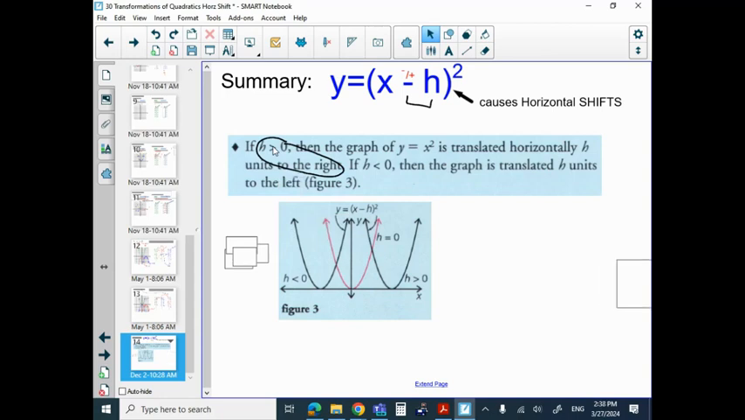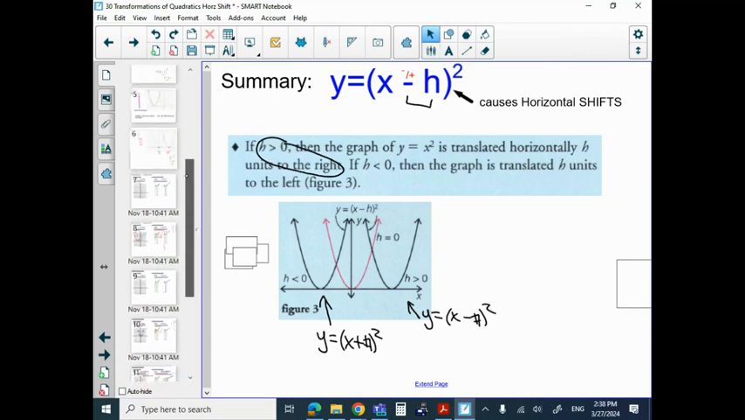So, for example, here, the equation for this one would have been y equals an x plus a number squared, and this one would have been y equals an x minus a number, all squared. Okay. So hopefully that works for you.